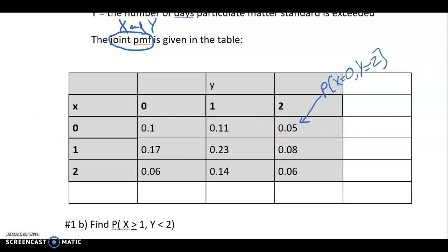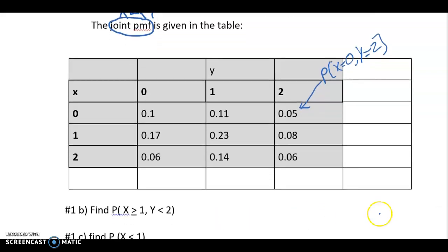All right, so what we want to do, and so on, right? So there's 9 things in that table. First problem, part 1b says, find the probability that x is greater than or equal to 1 and y is less than 2. So x greater than or equal to 1 would be all of these cells. You guys agree? Y less than 2 would only be these 4, right? Less than 2, not equal to 2. So there's only 4. It's discrete, so you just add those up.